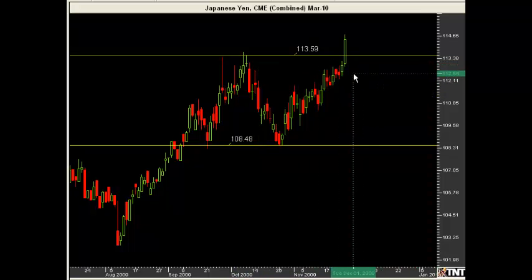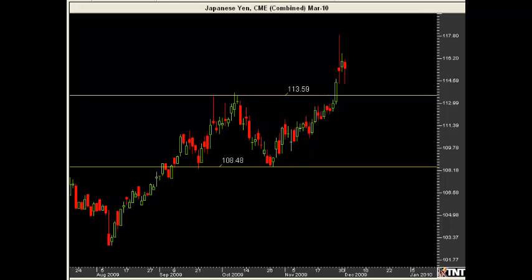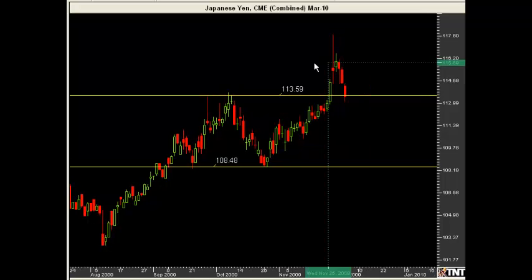Oh, but look at this. The market broke right through the resistance. It broke through and formed resistance a little bit higher. Now, this is a very important concept that I want to get through to you that is often lost.